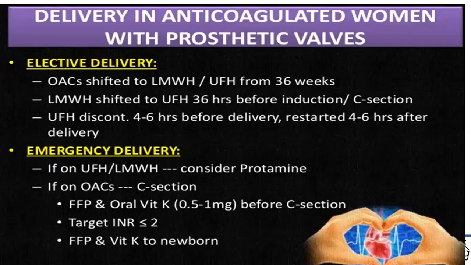In patients who are on anticoagulants with prosthetic valves, for elective delivery we need to shift oral anticoagulants to low molecular weight heparin and unfractionated heparin at 36 weeks of pregnancy, and we need to stop that 4 to 6 hours before. I will discuss it later. But if there is an emergency delivery, either because of fetal distress, obstetric indications in general, or spontaneous onset of labor while the patient is on anticoagulant, if it is heparin, we need to reverse it with protamine. If the patient is on oral anticoagulant, it has to be a C-section, and we need to give fresh frozen plasma and oral vitamin K, and lower the INR before doing the cesarean section.